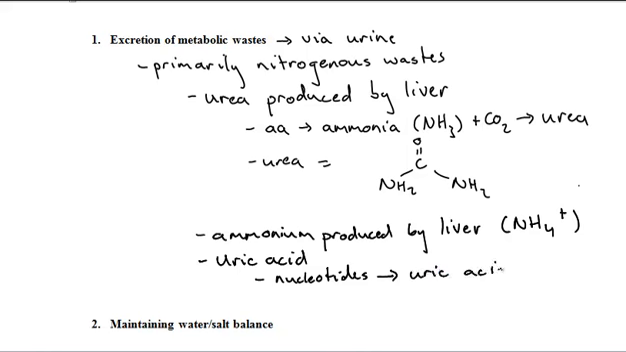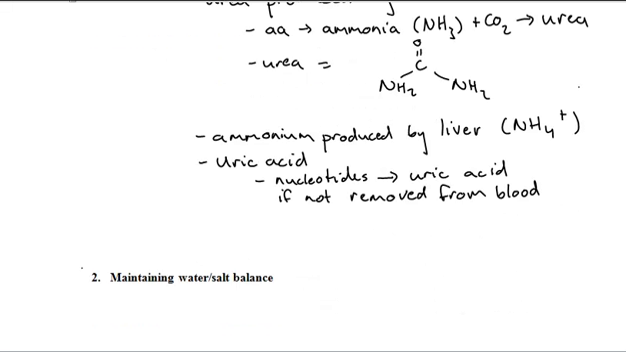And uric acid is interesting because if not removed from blood, it precipitates in joints, causing a condition known as gout. In particular, it tends to build up in the joint of the big toe, and it's supposedly very painful.